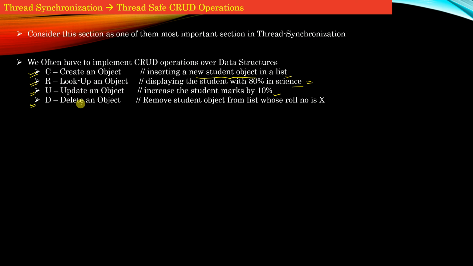Whereas delete of an object means some thread in the system will perform a search operation on the linked list and find the student object of interest. And once the student object of interest is located, the thread will remove that student object from the linked list and delete it permanently. So this operation is referred to as a delete operation. Alright, so these are the definitions of CRUD operations.